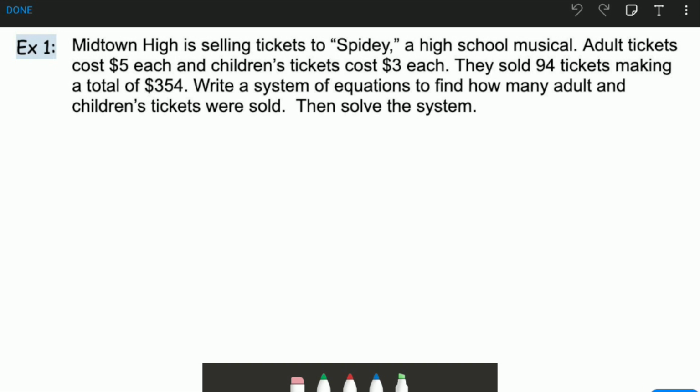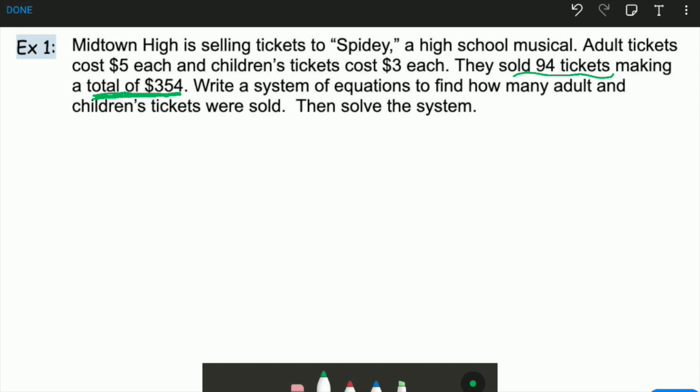Then solve the system. So for this, looking at the different totals, we have a number of tickets and an amount of money. So we know that one equation deals with the total of money, which means we need something else for the other equation. The other equation is probably going to deal with the number of tickets. And remember, systems have at least two equations, so those are going to be the keys to our two equations. One equation dealing with the total of tickets, and one dealing with the total cost.